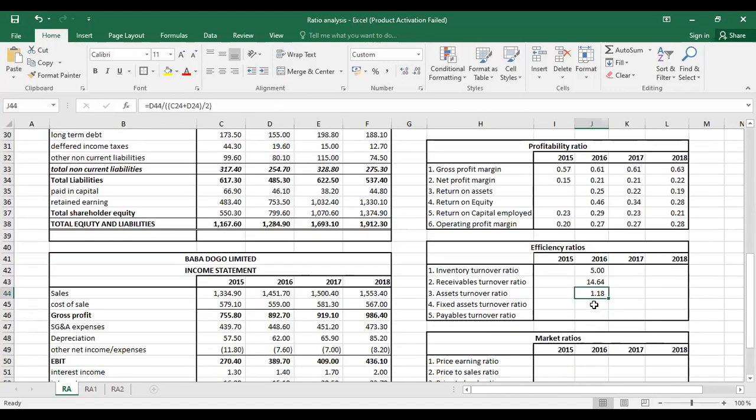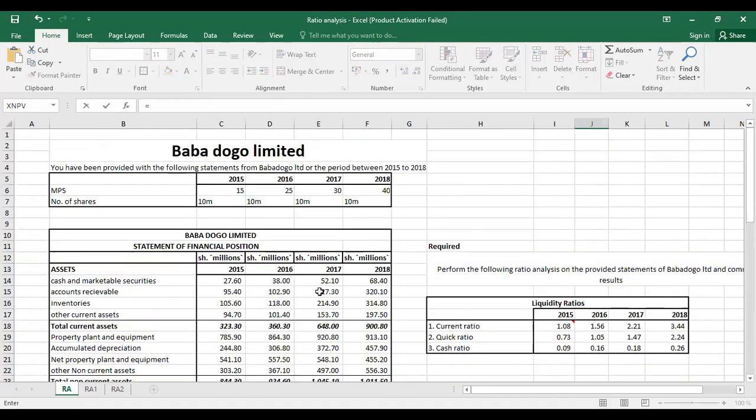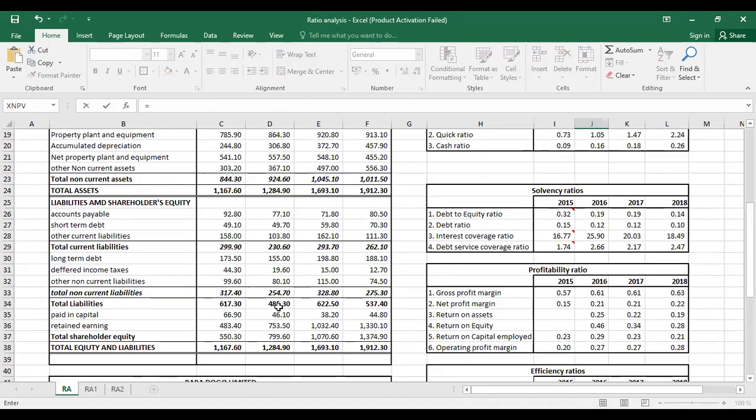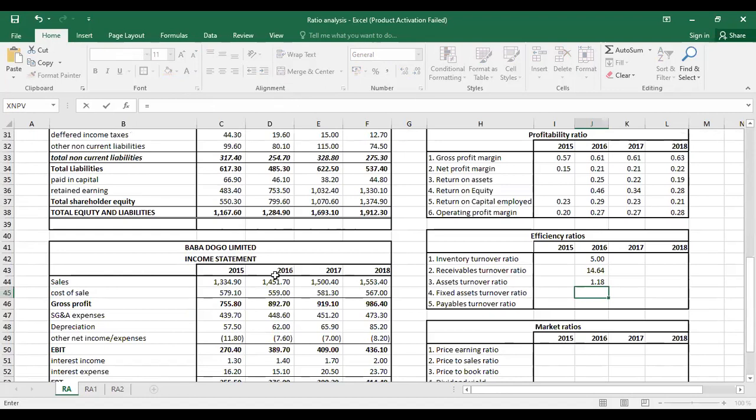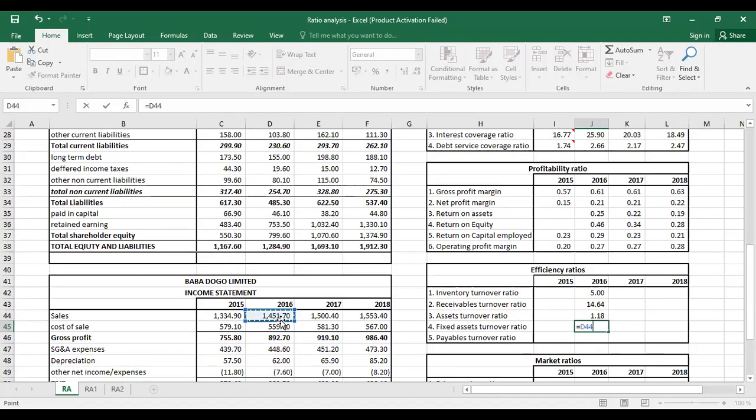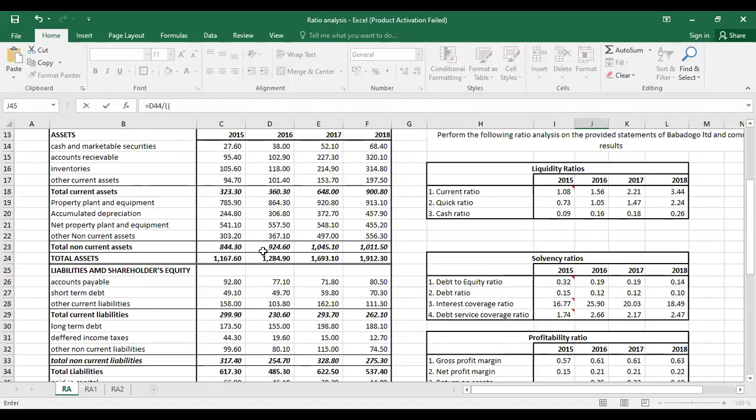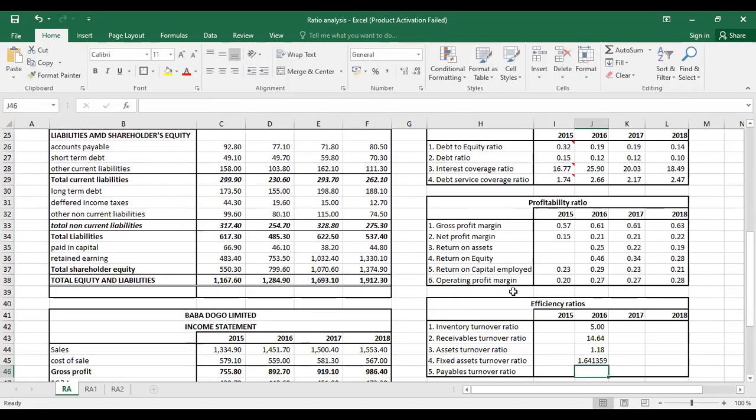Then fixed assets, the same thing. So our sales divided by, then you open your two brackets over only non-current assets. So this one plus this one, you close your bracket, divide by 2, close the second bracket.